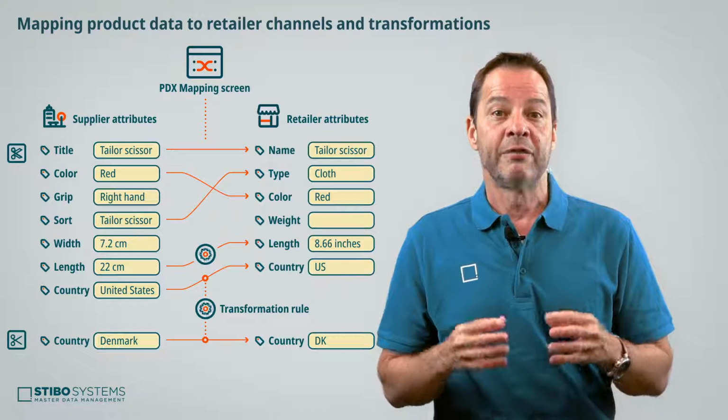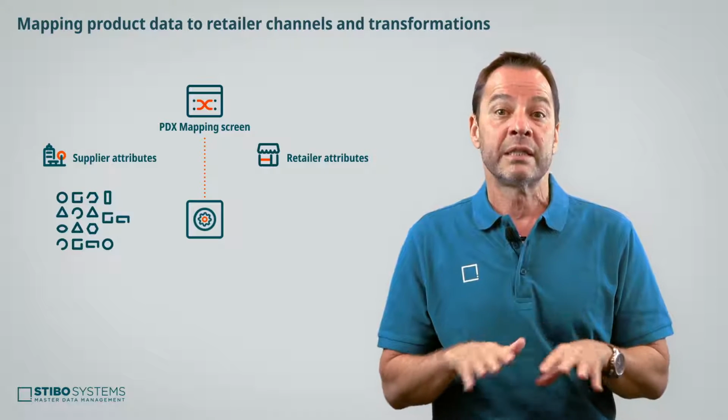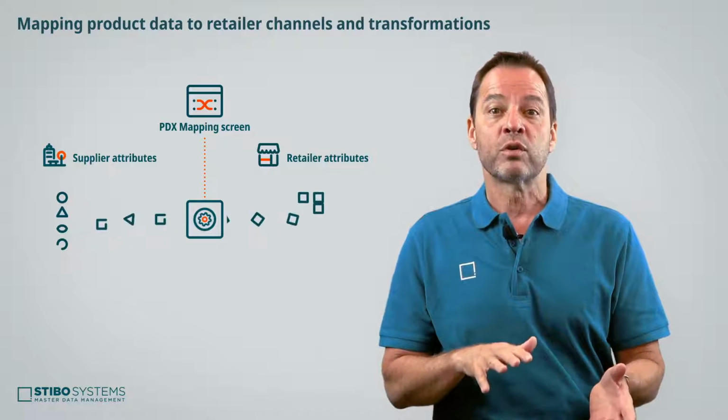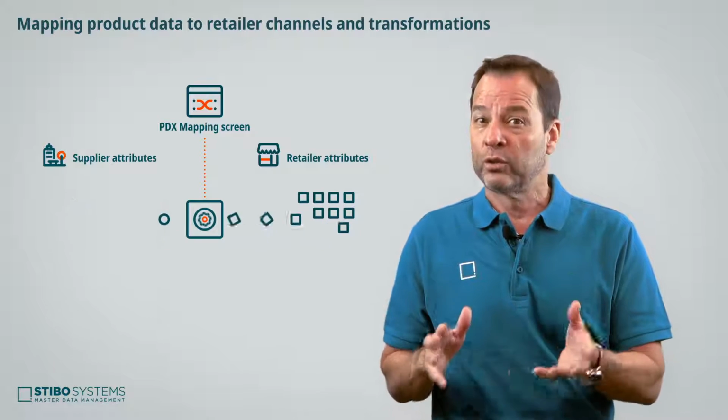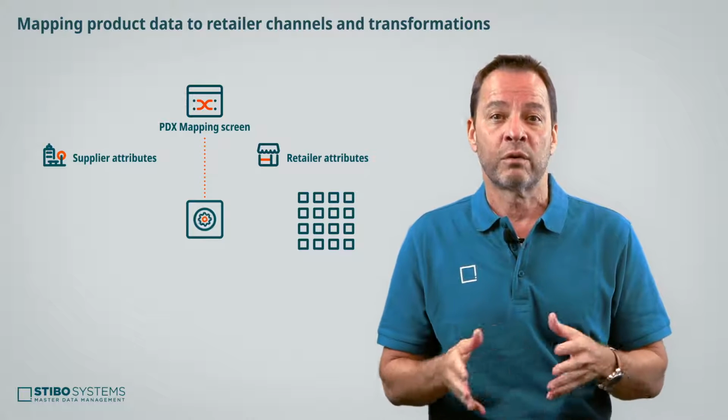With mapping and transformations, the supplier will be able to make sure their data is complete and in the right format before sending all the data to the retailer. This reduces errors and potential back and forth corrections.